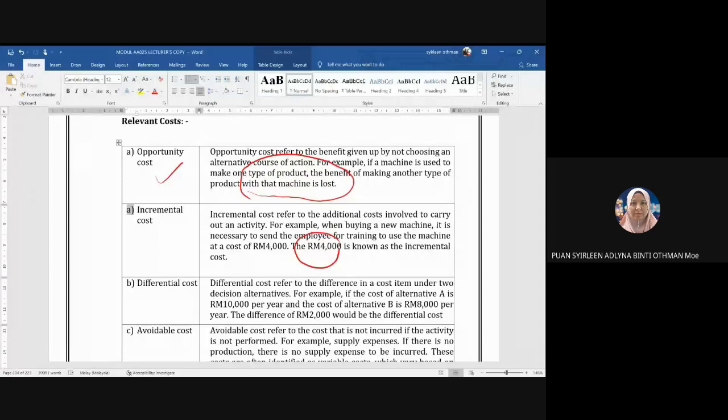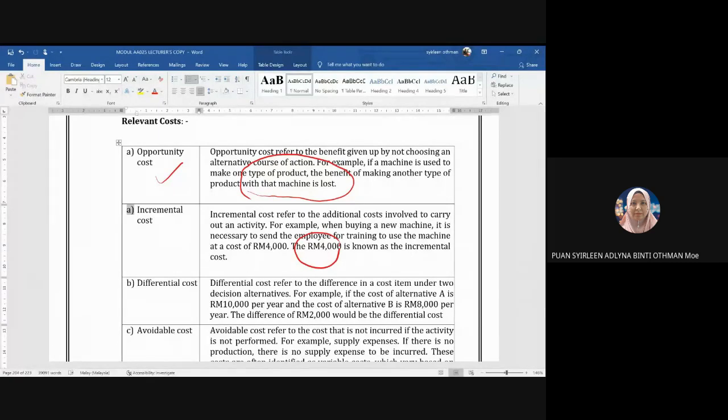Okay, tapi kalau you tak hantar dia training, machine tu tak boleh guna sebab nobody knows how to operate the machine. So you need to still send that particular worker atau employee tu untuk training. So bila you hantar dia pergi training, you kena bayar dia punya cost 4,000. Okay, so 4,000 tu maksudnya incremental cost. Cost tambahan yang kamu perlu tanggung sebab kamu beli mesin tadi.